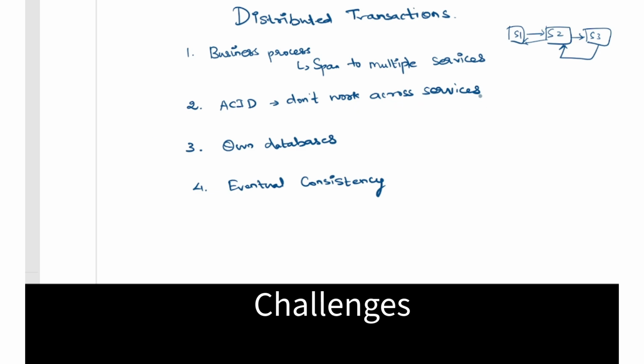ACID properties: atomicity, consistency, isolation, and durability. This is a traditional database attribute. ACID will not work when transactions span across multiple services. In microservice architecture, each service will have its own database. Any transaction will be local to its microservice.